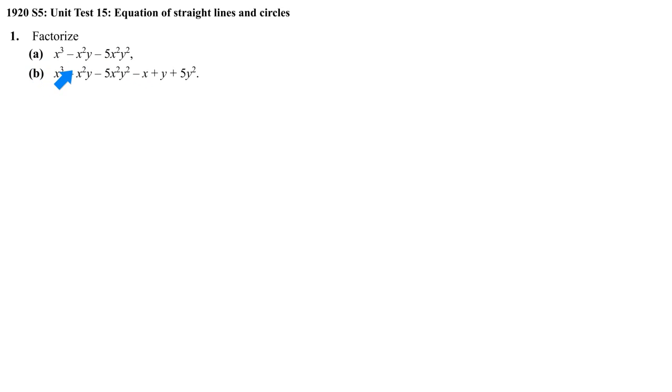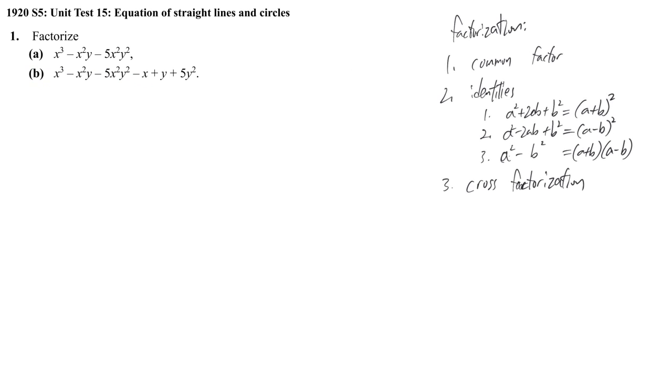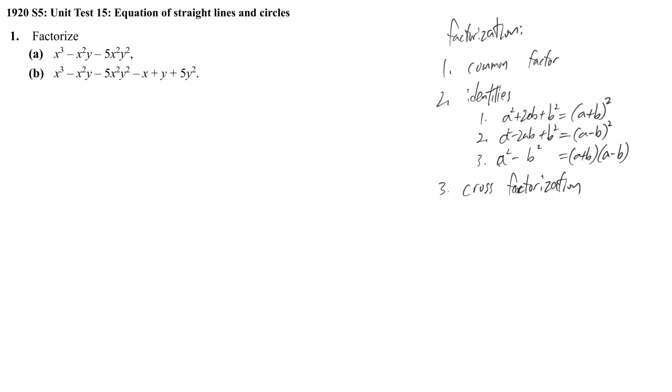Every time I explain a factorization question, I ask my students to focus on this procedure: we always consider the easiest method to factorize it first. So we should check if there is any common factor. If not, then we consider if there is any identity format. And if not, finally, we try to use the cross factorization method.